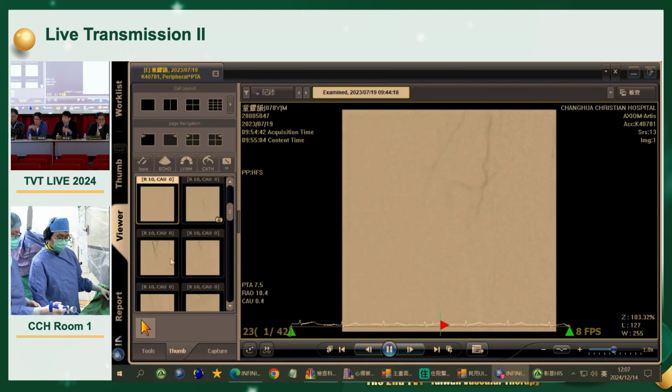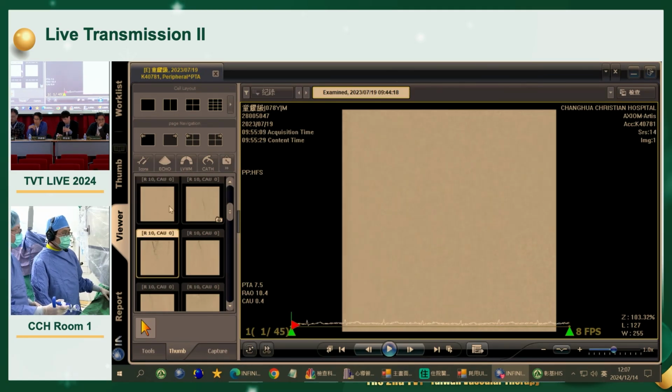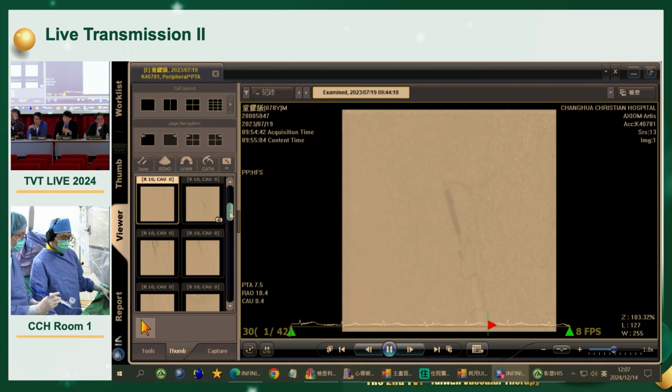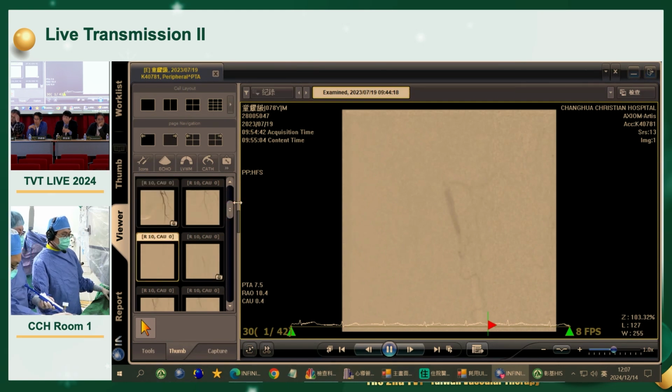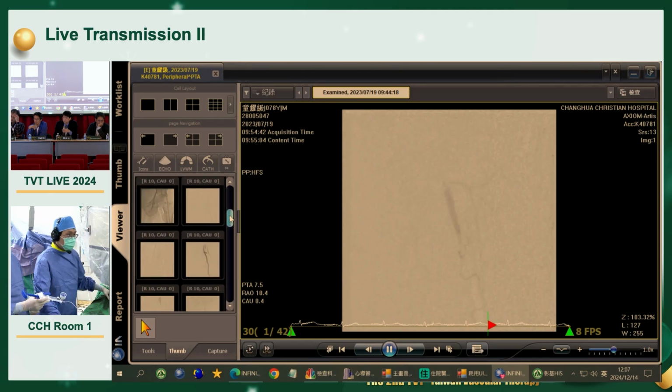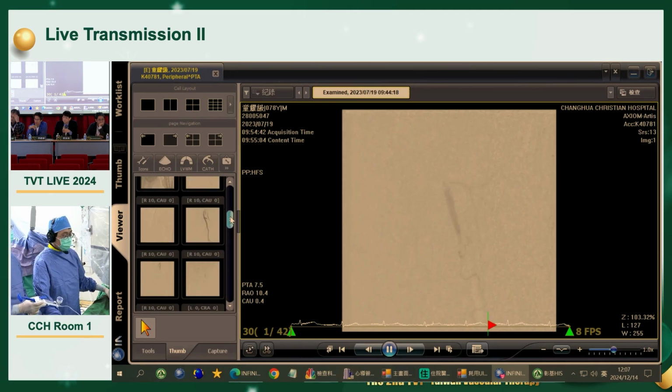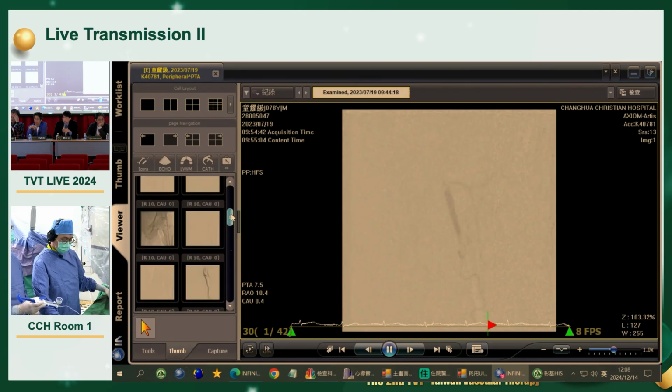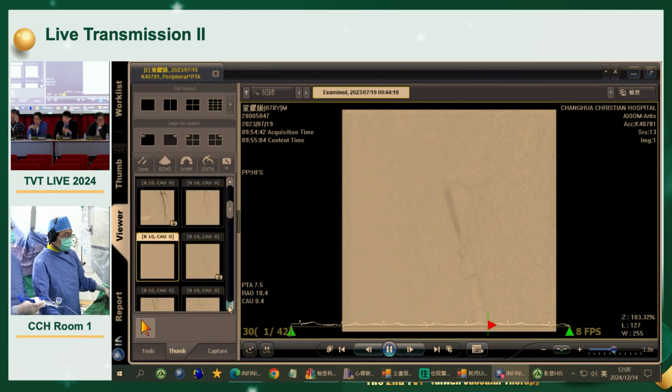Sure. So we can see the instant outcome. Restenosis is not good. Even the DEB segment, proximal to middle, or restenosis, severe reoccluded.